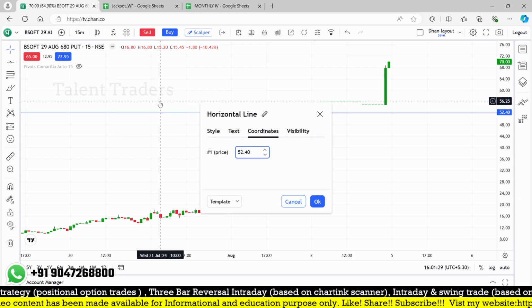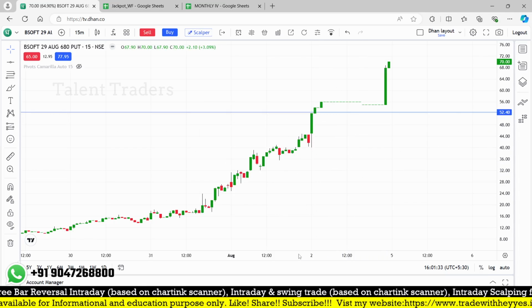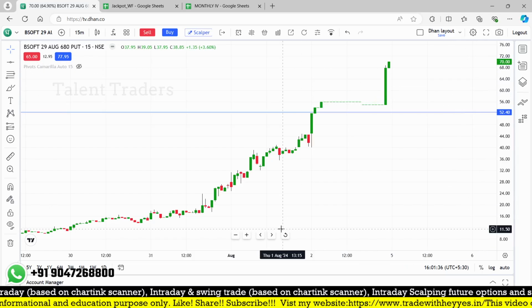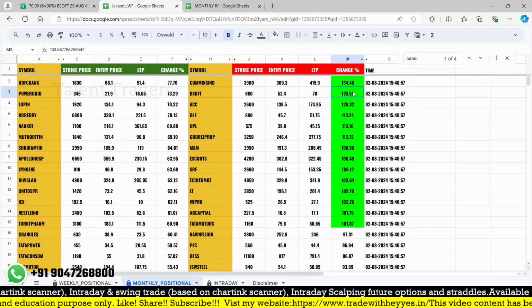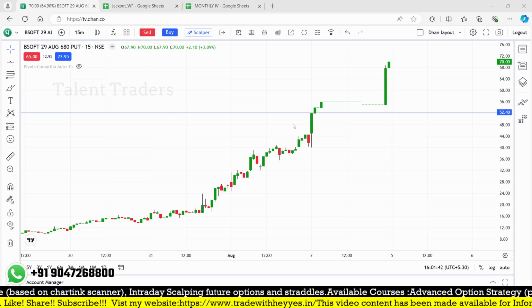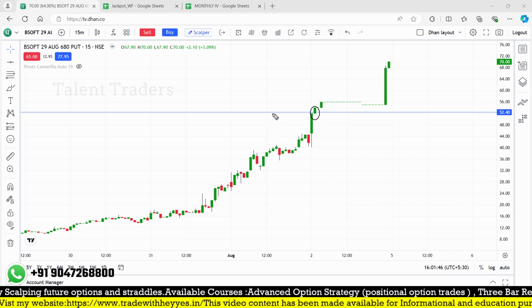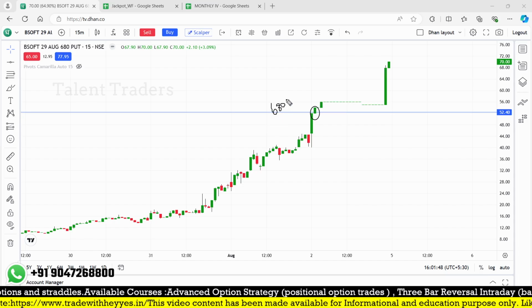This would be shown on the sheet after 9:30. The second candle gave you the opportunity, and now it has closed at 70, almost 18 points, which is almost 33% increase from our entry. So this is a valid entry which gave an opportunity on the put side, the 680 BSoft put option.